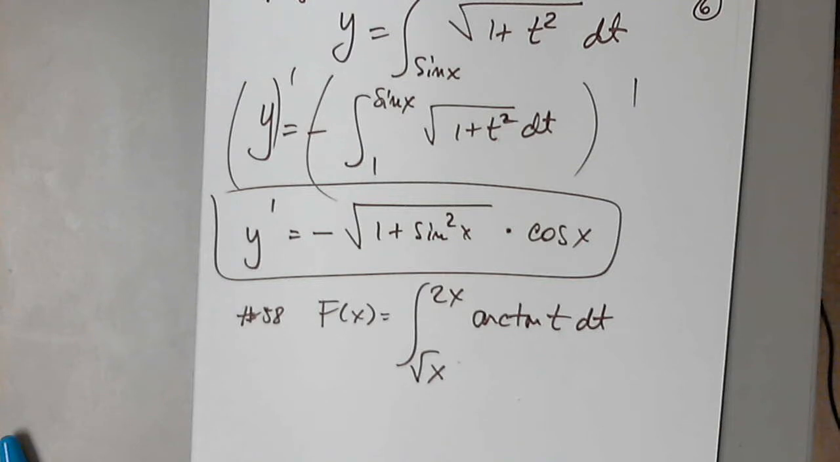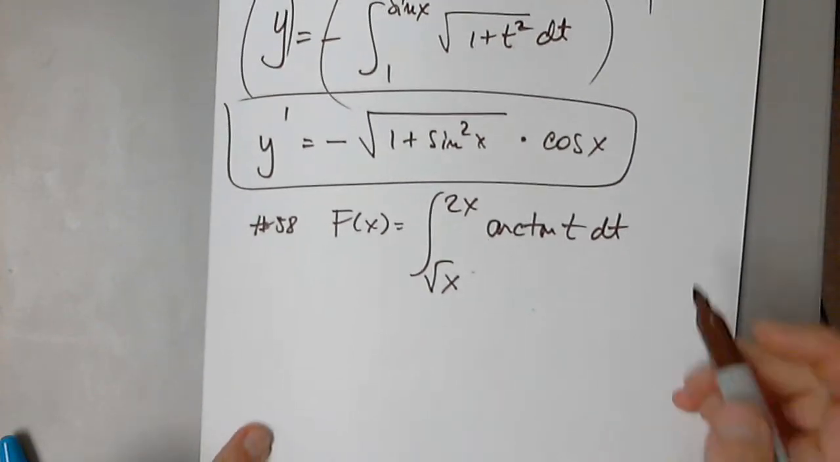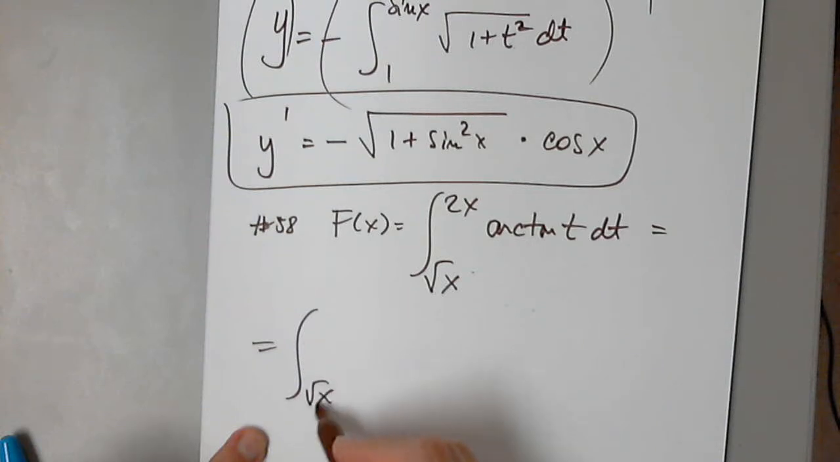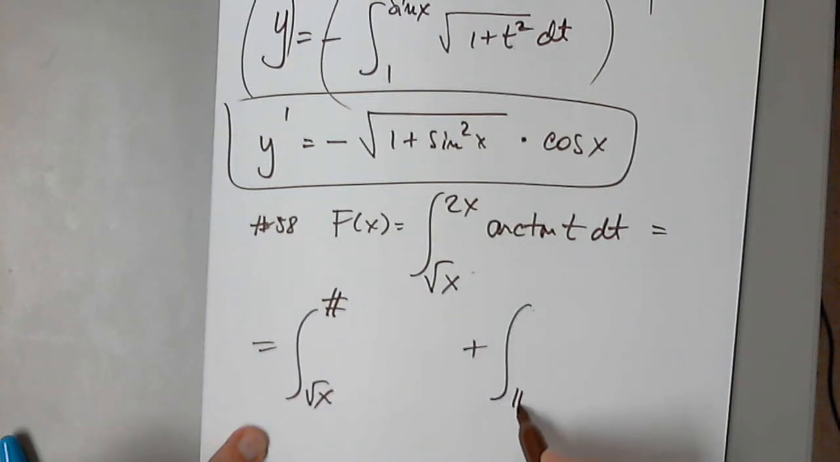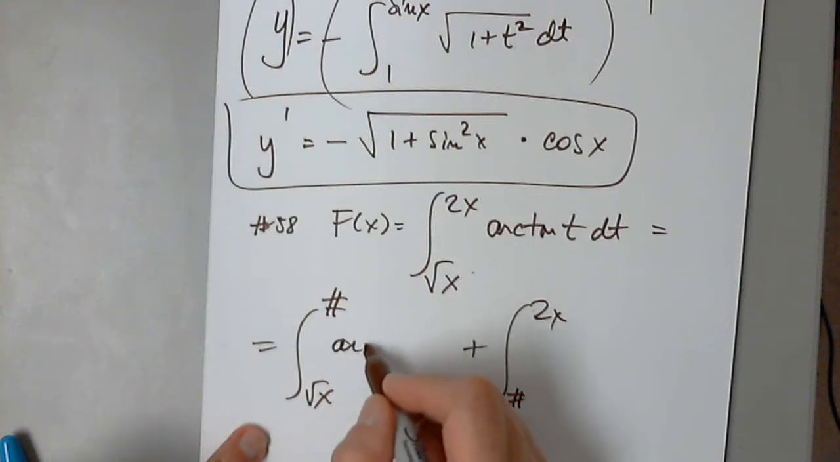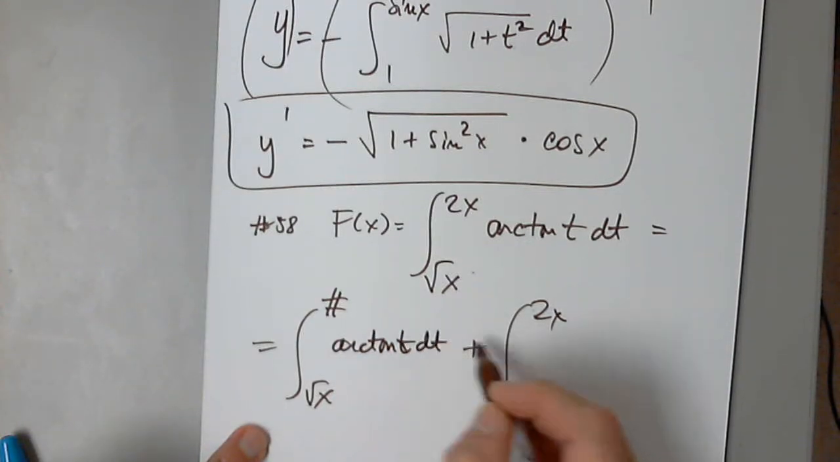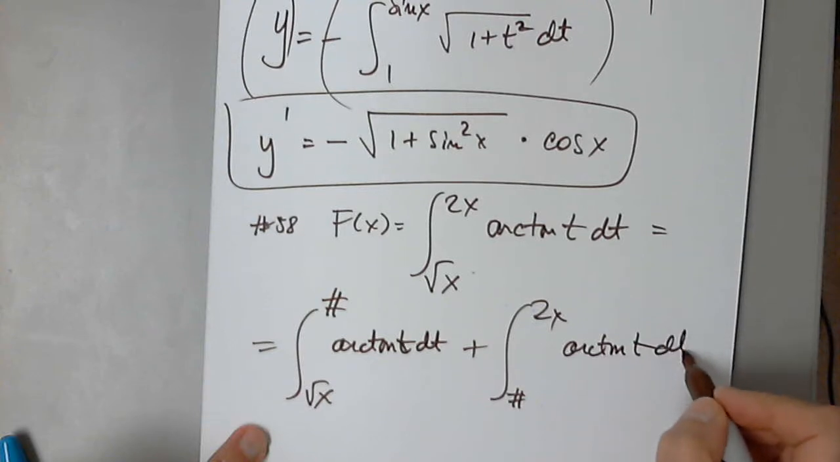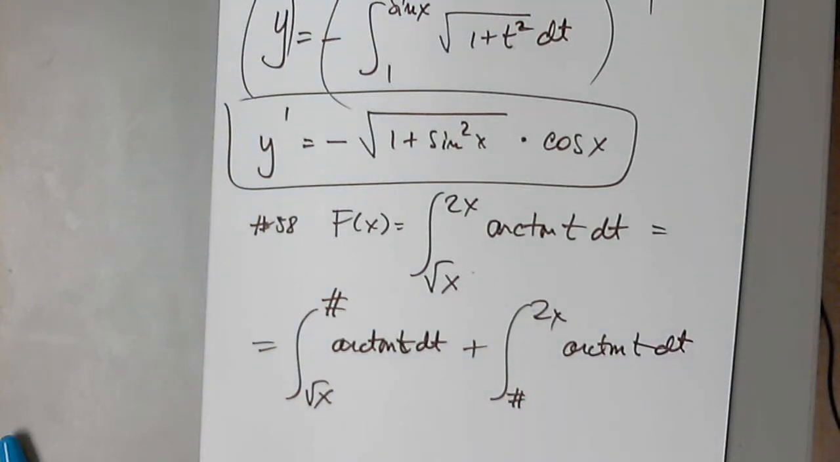The question is where? It doesn't matter. So I'm going to write this. You put in any number you want. It doesn't matter. Some of my students prefer 0, put 0. Others 10, put 10. It doesn't matter. So I split the integral between the square root of x and 2x into 2 pieces. From the square root of x to blah, and from blah to 2x. So it's almost ready, but not quite.